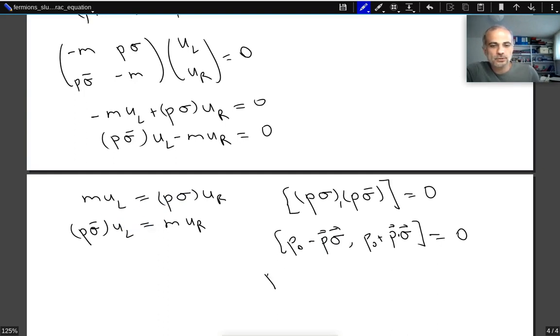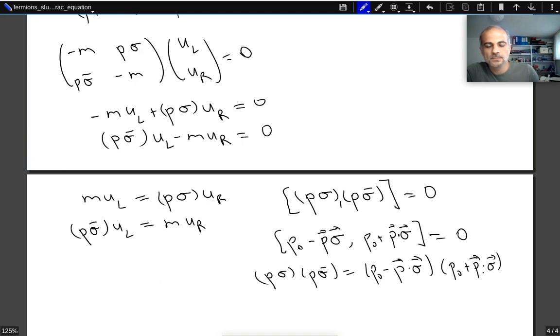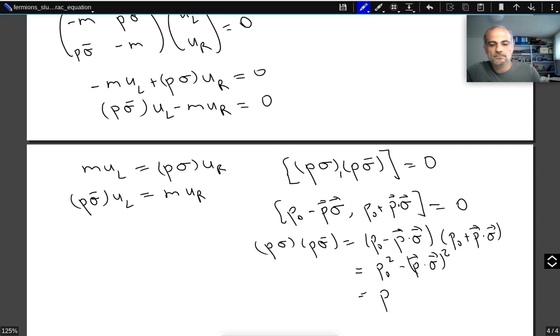And let's take their product, p·sigma bar p·sigma. This is equal to p0 minus p·sigma times p0 plus p·sigma, or this is equal to p0 squared minus (p·sigma) squared. But (p·sigma) squared is just p squared. So this is just m squared.